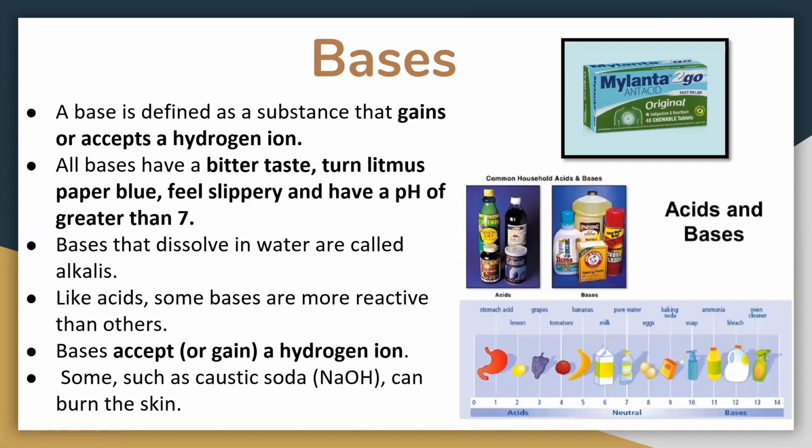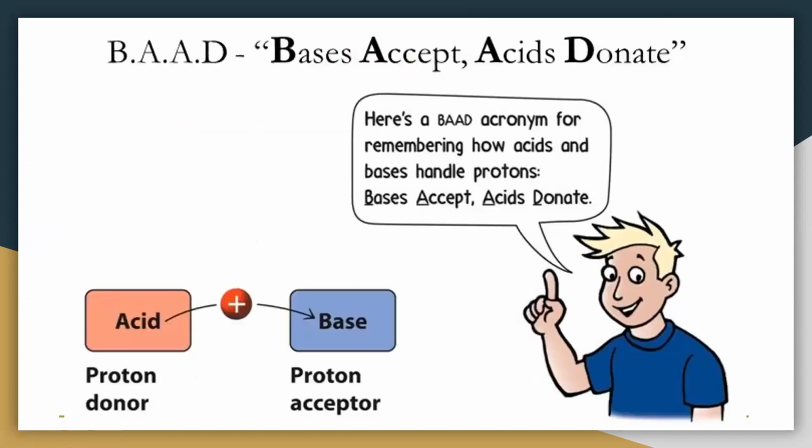The same thing for bases. And we used a memory tip, bases accept, acids donate, to remember that in terms of the donation or the acceptance of a hydrogen proton, acids tend to donate a hydrogen proton and bases tend to accept. So that's just how they operate on a chemical level. If you remember that memory tip in case it's asked in some question, then you'll be able to remember which one does which.